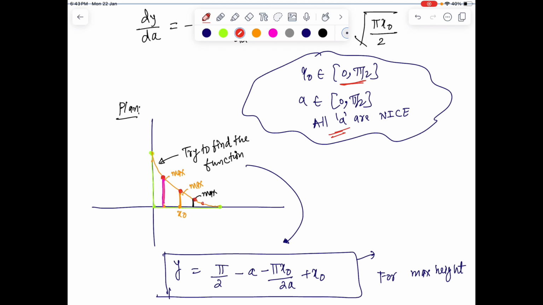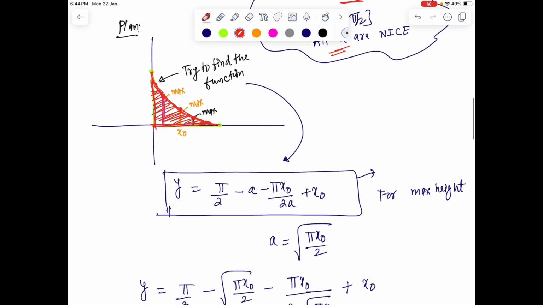at every location, we'll try to find the locus of those maximum heights. And that locus will exactly give the uppermost boundary, and we know the lower boundary is bounded by x-axis and y-axis, so hence we can easily find the area of this just by integrals, and that's exactly what we have done. So at a particular x naught, we know the value of y is given by this. For maximum height, a equals root over pi x naught by 2.